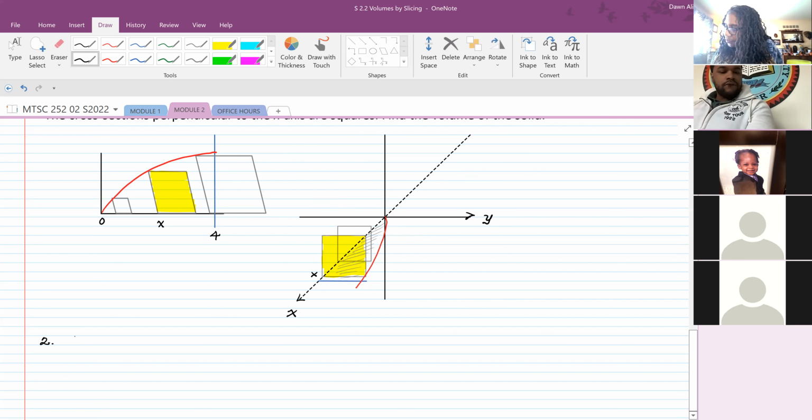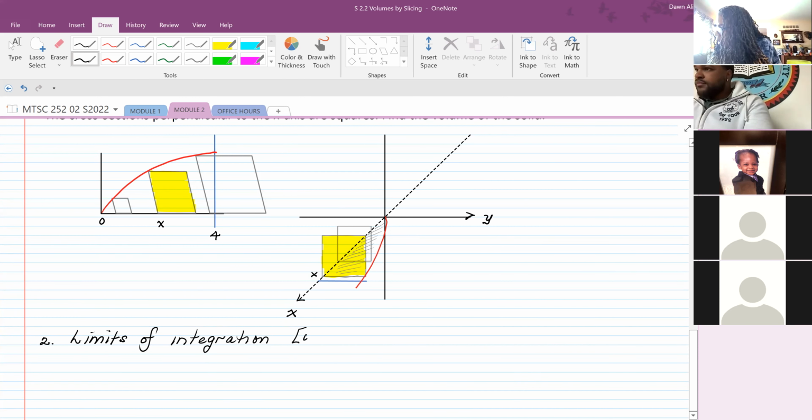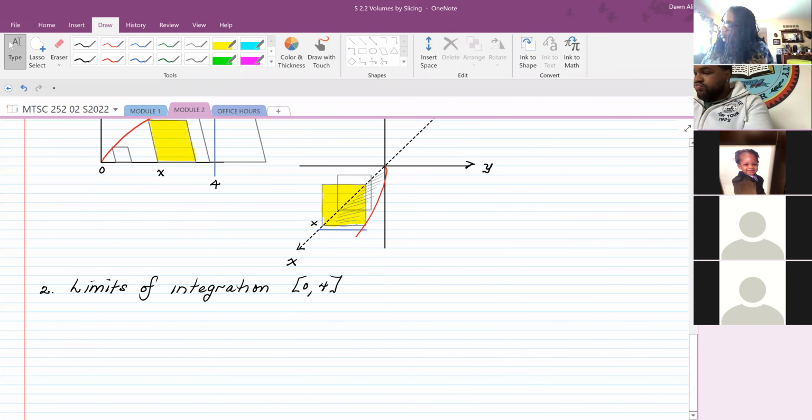Okay, so let's identify the limits of integration. The squares are going to start at x equals 0, and they're going to end at x equals 4. Therefore, the volume is going to be the integral from 0 to 4 of A of x dx. So that's the first thing. Next, we have to identify the cross-sectional area.